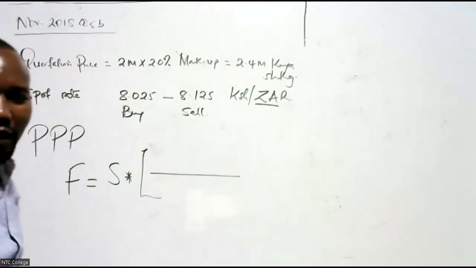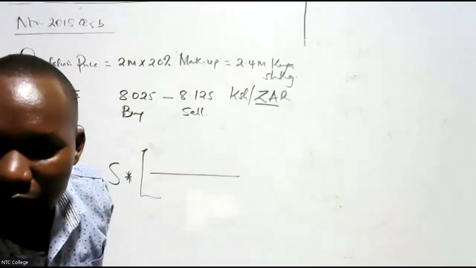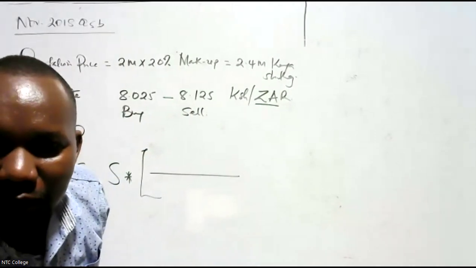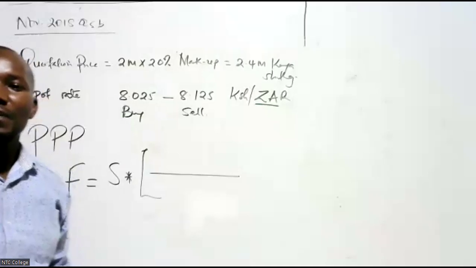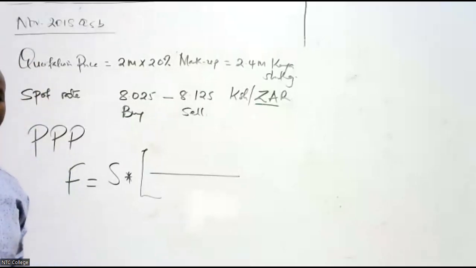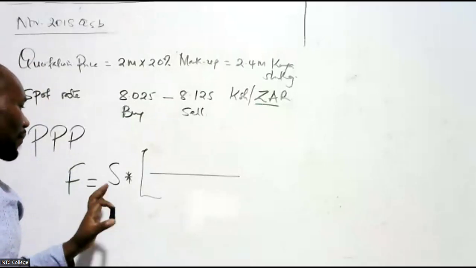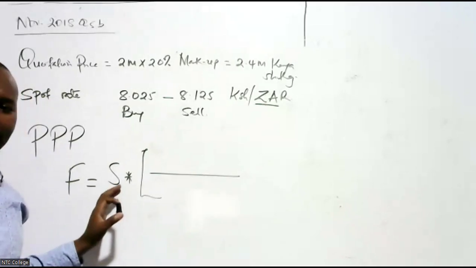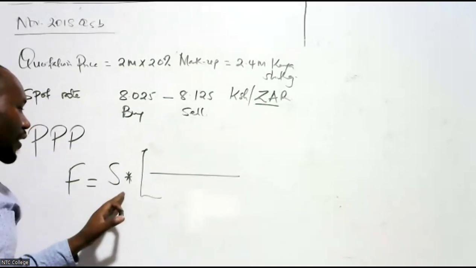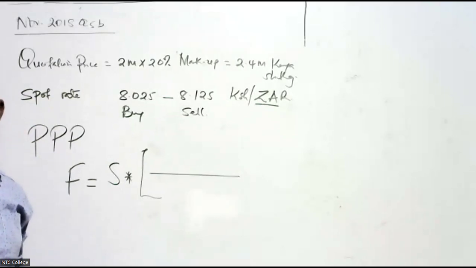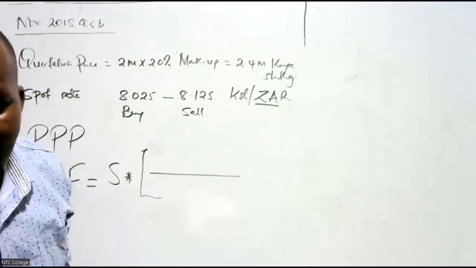Can somebody tell me? You can say it. Just talk. I need somebody to shout and tell me. Ruth, tell me. It is spot rate. Forward rate is spot rate times. And today Florence is not there.